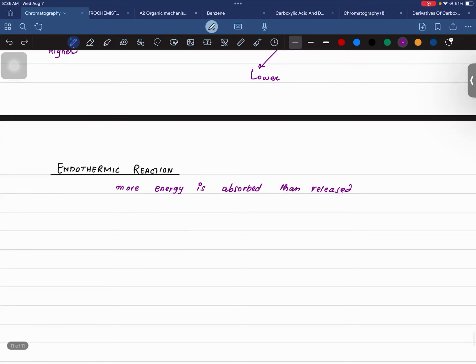Good. So if I ask for the definition of an endothermic system, you would tell me more energy is absorbed than released. Okay, more energy is absorbed than released. Or you can say the energy of the reactant is greater than the product.